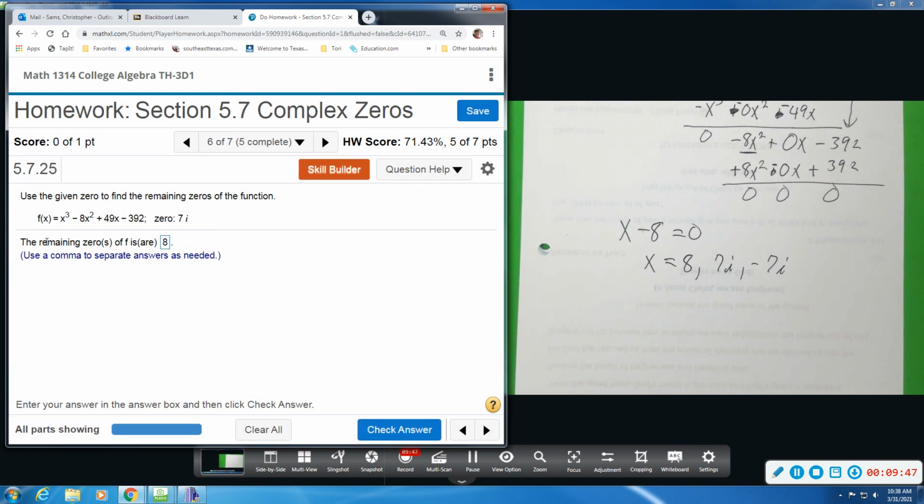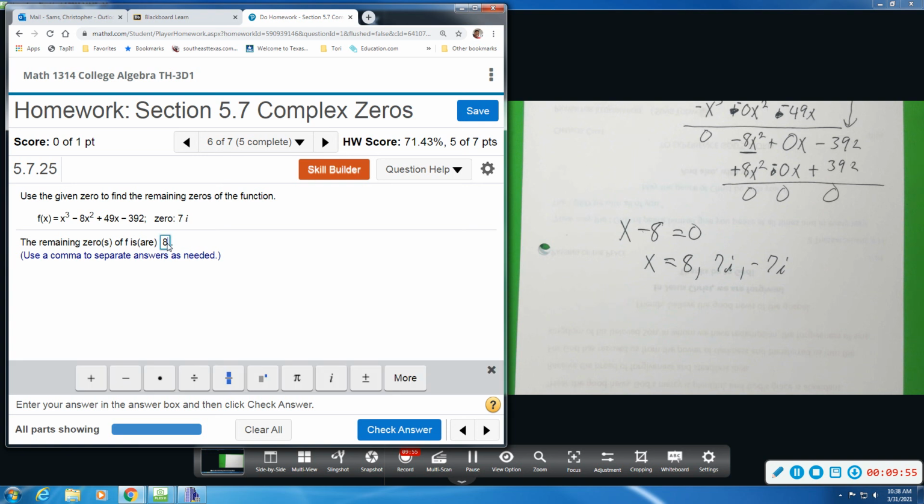Okay, so let me see the remaining zeros. Okay, I forgot. I also need to add the negative 7i because they didn't give us that one at the beginning. So we get 8 and the negative 7i. That also was not given. We had to come up with that on our own.